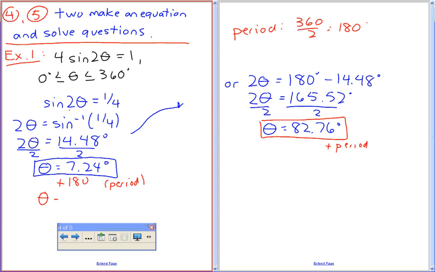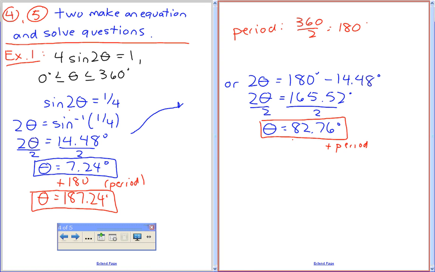And you get theta is 187.24 on this side. And on this side, we get, oh goodness, 262.76. Someone can confirm those for me because I did that in my head. We're good. Okay, I'm going to pause this quickly and give you guys a chance to do the next question, and then we will be back.